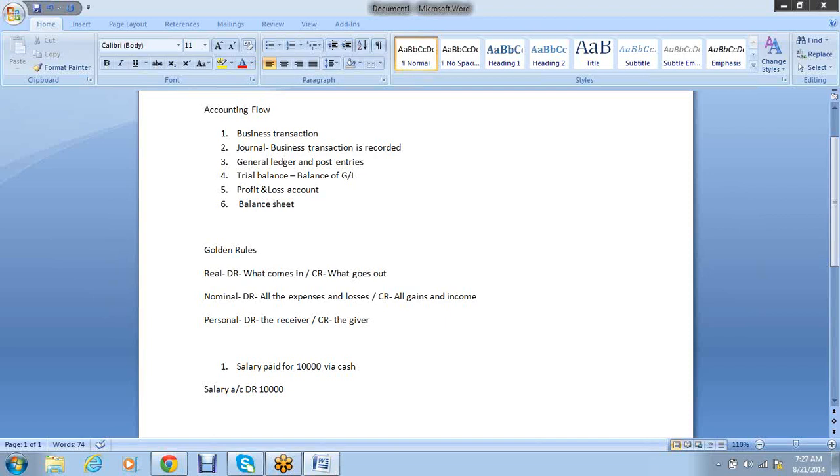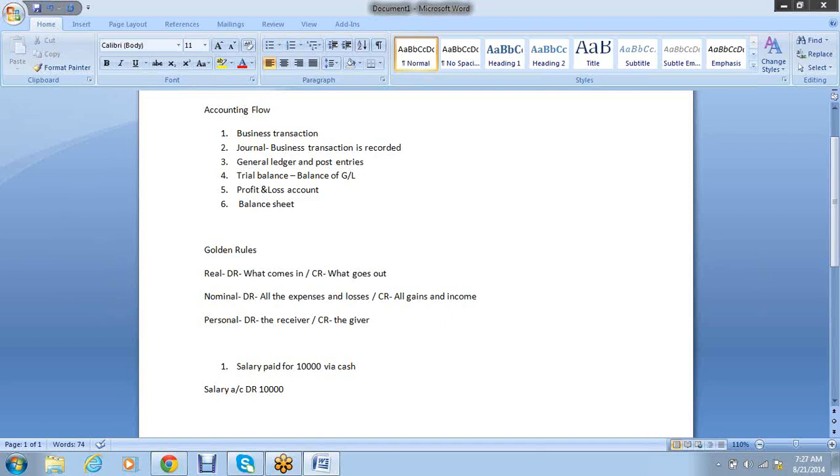Always remember, in one entry there should be an equal amount of debit and credit. You cannot have two debits only. You cannot have two credits, or one debit and one credit with different amounts. That is incorrect. There will be one debit and one credit, or multiple debits and multiple credits, but the total amount should be the same. That's why we call it double entry bookkeeping. Two entries are always posted, one entry is never posted, and the total debit and total credit must be the same. It cannot be different.